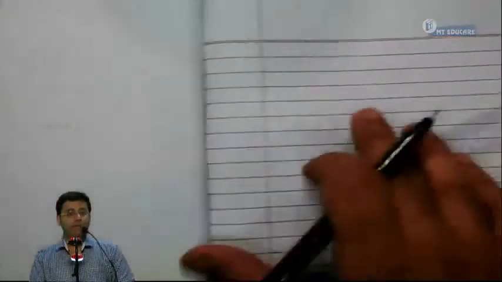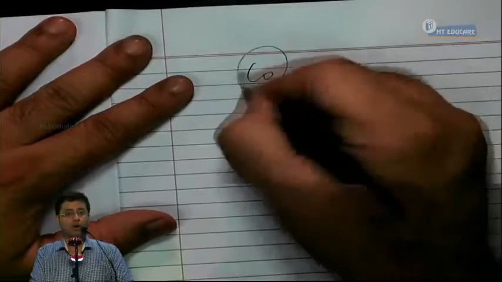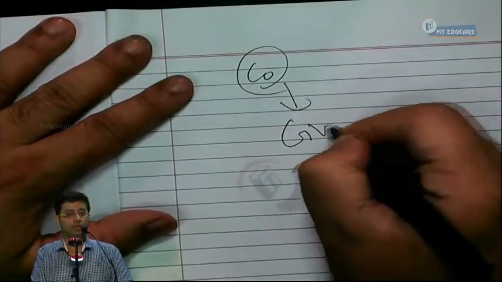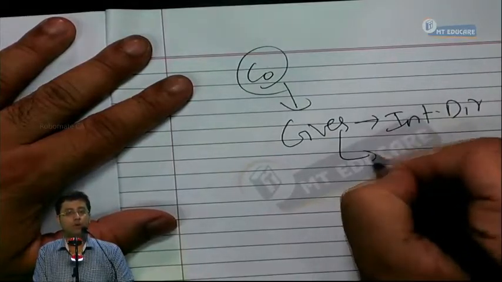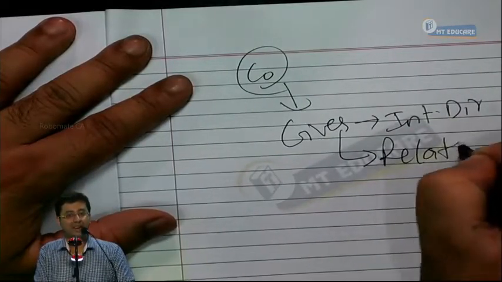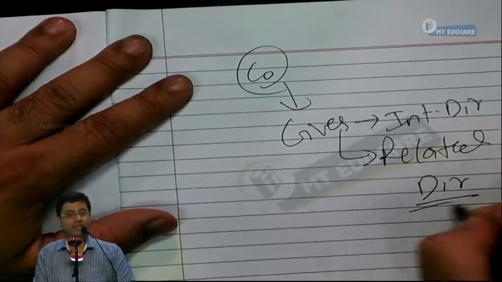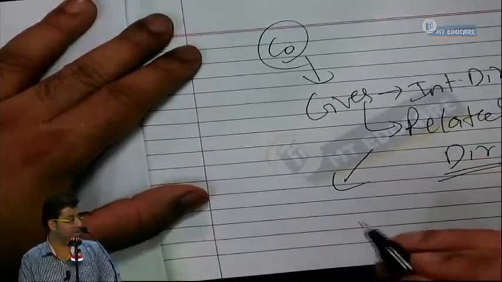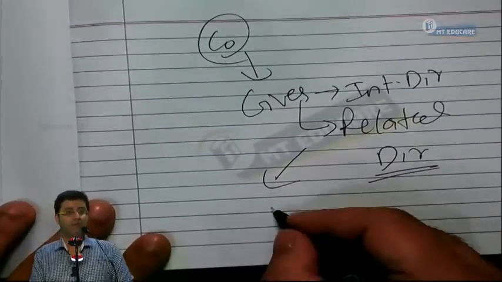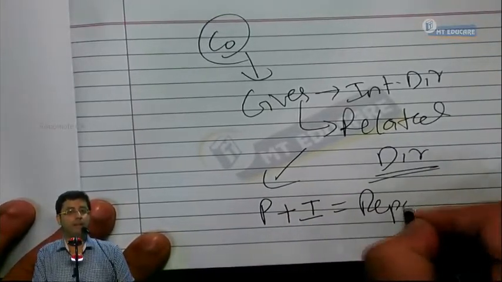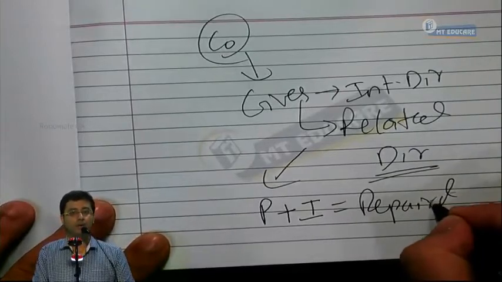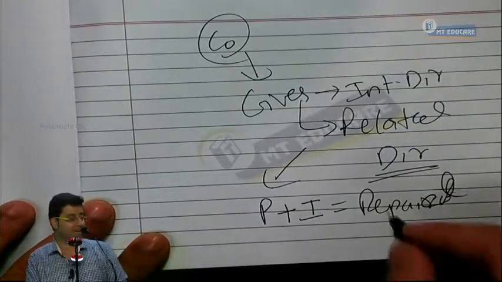If a company for which you are the CARO auditor gives a loan to its interested director, or gives a loan to a director who is a related director, then in that case an auditor has to see whether the principal money plus the interest amount has been repaid by the director to the company or not.